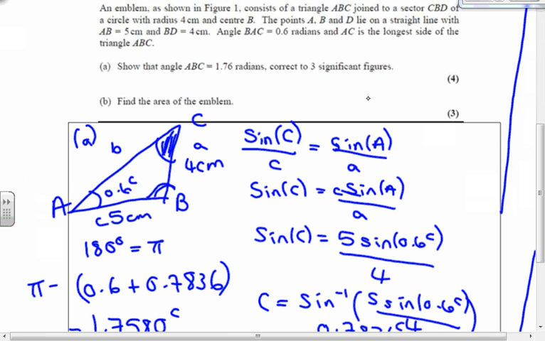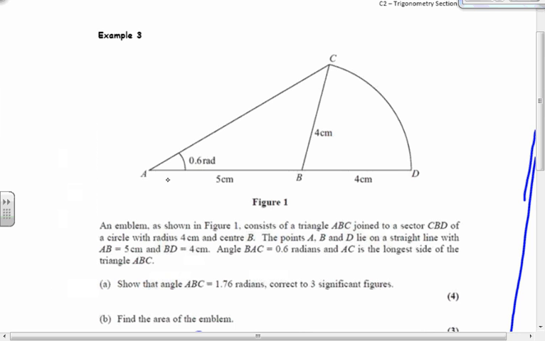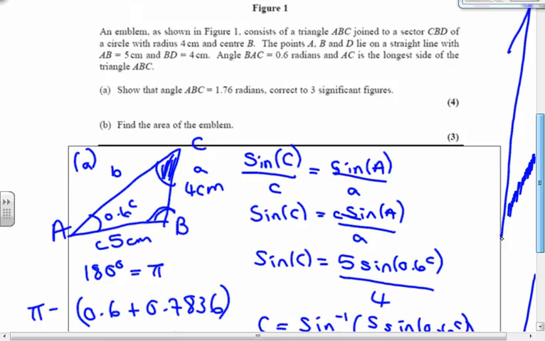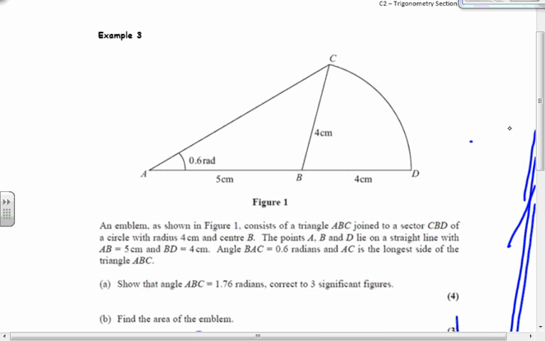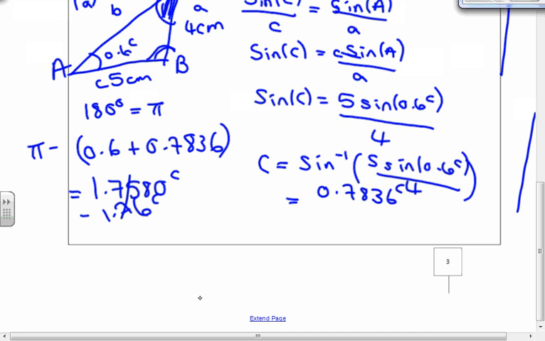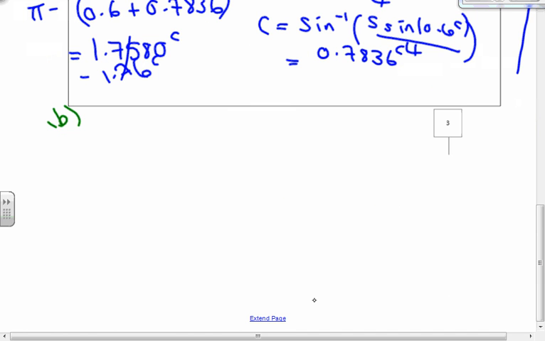Now for question B, we're asked to find the area of the emblem. You can probably guess that we're going to have to find the area of the triangle and the area of the sector and then add them together. So for part B, we're going to have to find the area of the triangle.